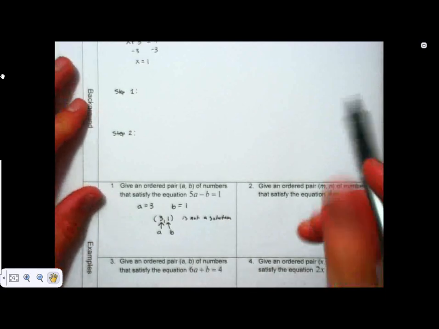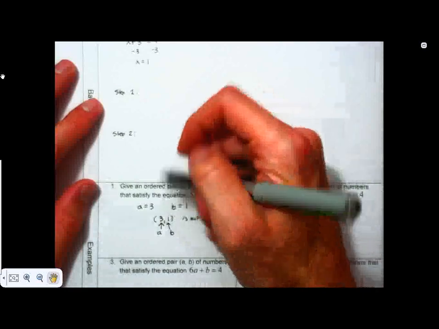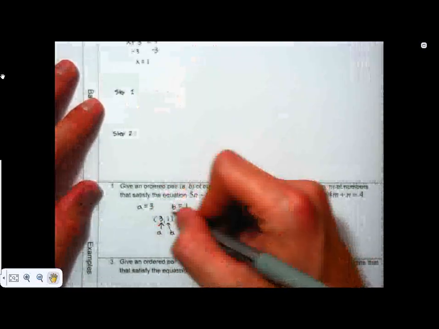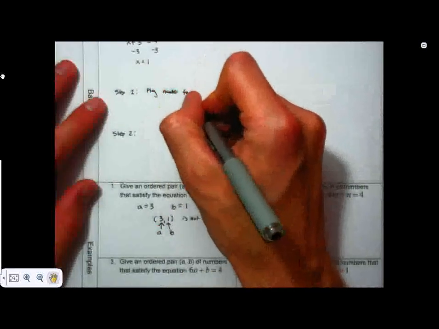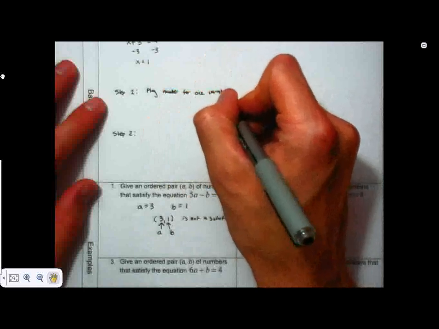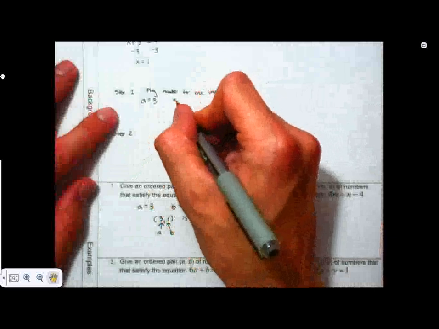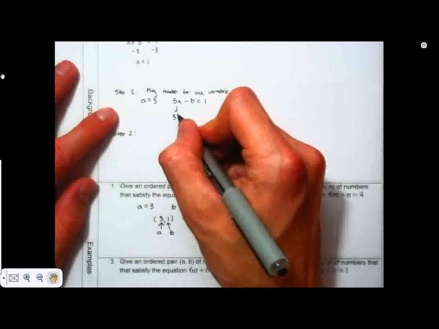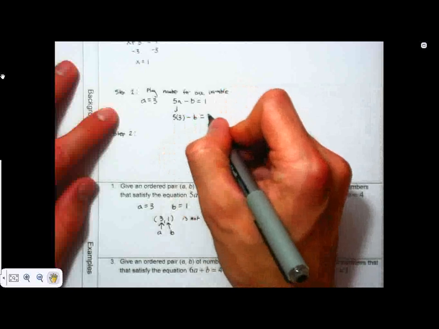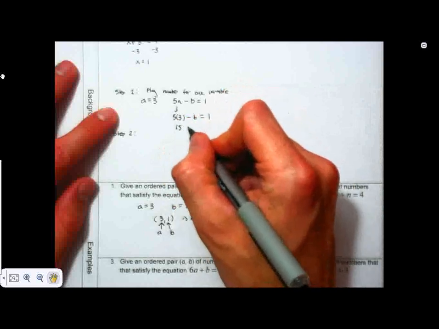Well, let's see if we can figure this out systematically. So step 1 for solving these is to not plug numbers in for both variables, but plug a number in for one variable to start out with. So what I'm going to choose to use is our A equals 3. I could have chosen anything, but I'm just choosing 3. So if I do that, what I end up with is, well, I started with 5A minus B equals 1. And if I plug my 3 in for A, I get 5 times 3 minus B equals 1. Well, 5 times 3 is 15 minus B equals 1.